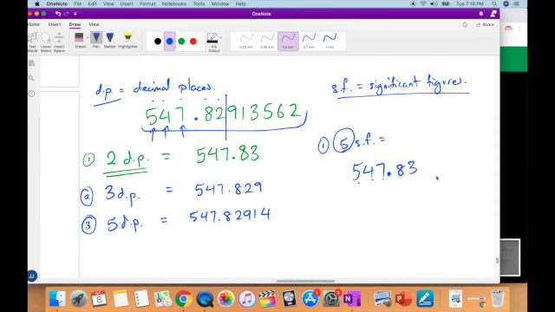Yeah. All right. So what I'm saying is that for significant figures, you have to consider the whole number too. But remember, you're still going to be rounding up that decimal. So do you guys understand the difference between decimal places and significant figures? Yeah. All right, good.